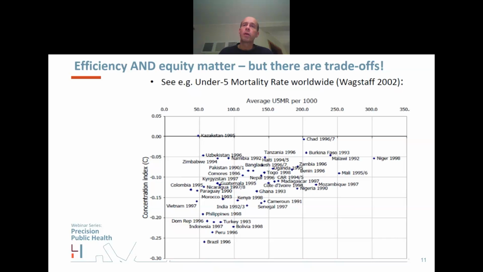So you can either have low average under-5 mortality and high inequality, such as in Brazil, or you have the opposite. You have a high average under-5 mortality, but low differences, low inequalities.